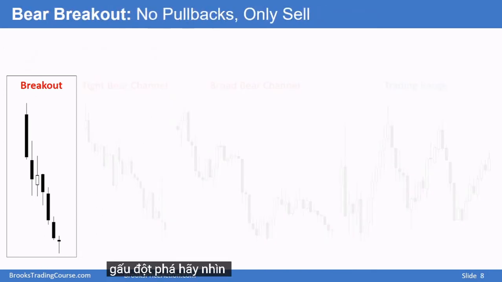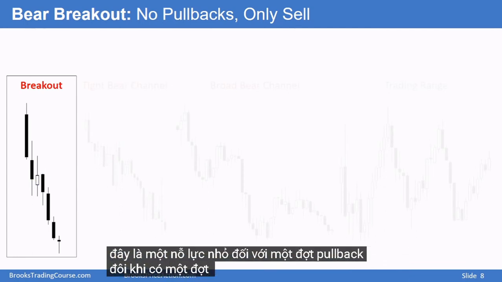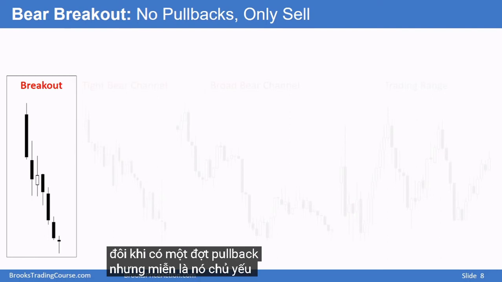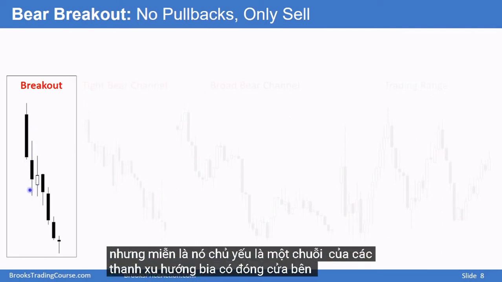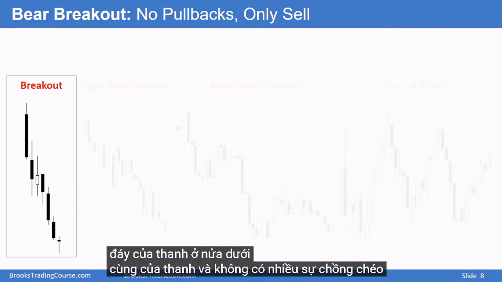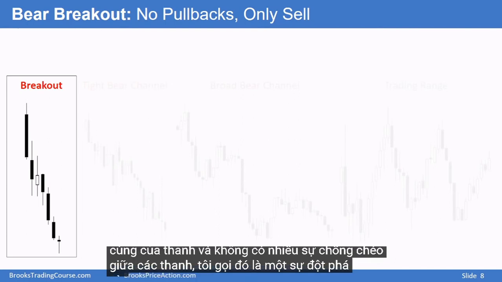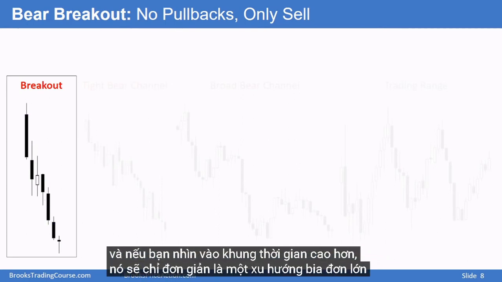Bear breakout. Look at it. No pullbacks. Here's a minor attempt at a pullback. Sometimes there's a 1-bar pullback, but as long as it's mostly a series of bear trend bars with closes near the bottom of the bar, bottom half, bottom third of the bar, and not much overlap between the bars, I call it a breakout. And if you look at a higher time frame, it would be simply a large single bear trend bar.